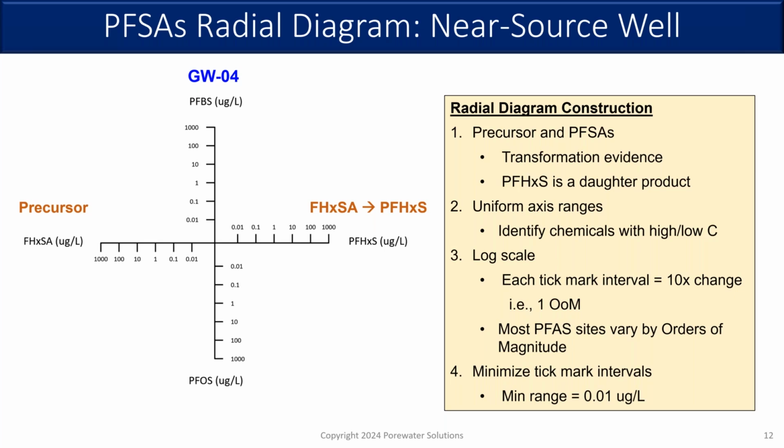So what that means is if we have 2 data series plotted on a radial diagram, and I see there's 2 tick mark intervals on the PFHxS axis, that tells me there's a 2 order of magnitude difference in concentrations. So just counting the number of tick marks between data series tells you what kind of changes you have, say between a source and a well, or between different wells on a flow path. It's a very quick way to get order of magnitude estimates of what's changing.